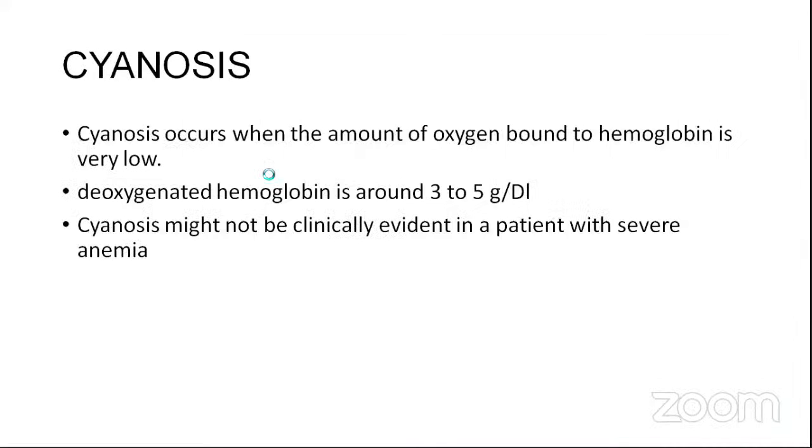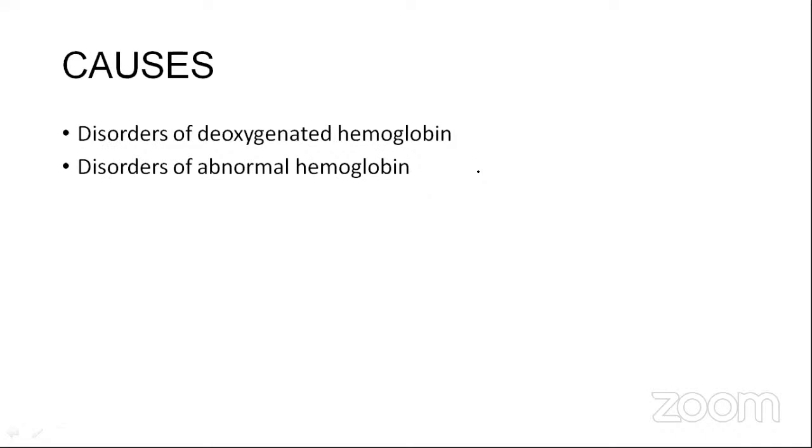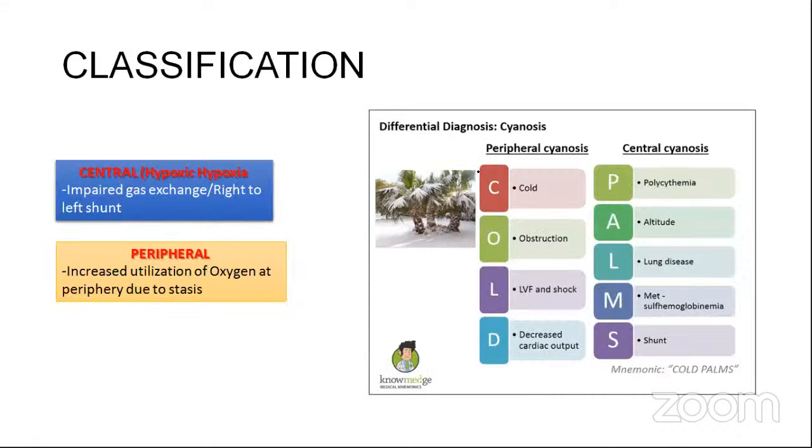So what do we mean by cyanosis? Cyanosis is an increase in the reduced hemoglobin levels. It occurs only when the deoxygenated hemoglobin is more than 3 to 5 gram per deciliter. The causes can be central or peripheral. Central is because of a shunt or a respiratory cause. A shunt can be an intracardiac or an extracardiac cause.